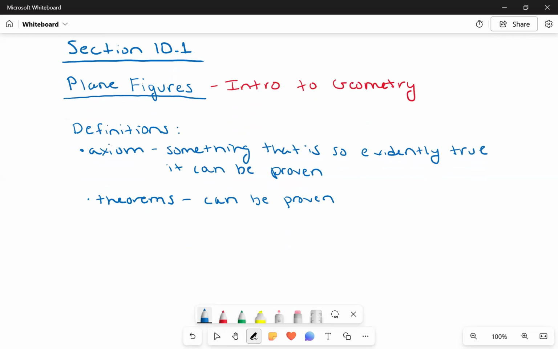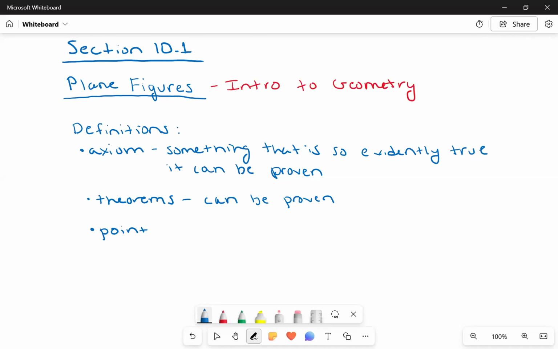Okay, so we're going to start with the most basic things in figures. And the first thing we're going to look at is a point. Now, if I asked you to define a point, I'd encourage you to come up with a definition of a point. It's actually kind of hard to describe, really.